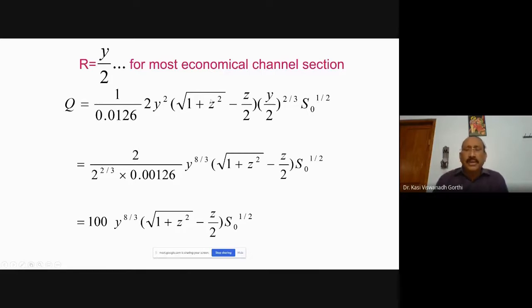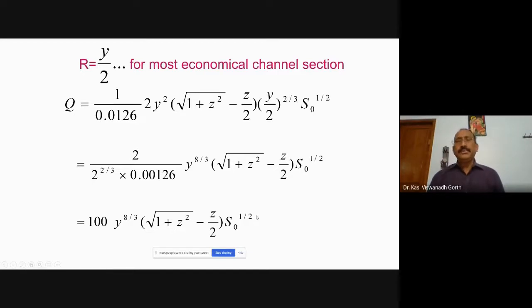So bring all the numericals to one side. You have 1 by 2 to the power 2 by 3, so 2 by 2 to the power 2 by 3 into 0.0126, into y square here, y to the power 2 by 3 here. 2 plus 2 by 3 is 8 by 3. Y to the power 8 by 3 into square root of 1 plus z square minus z by 2, S naught to the power half. Obviously, all these numericals should work out to be equal to 100 into y to the power 8 by 3 into square root of 1 plus z square minus z by 2 into S naught to the power half.